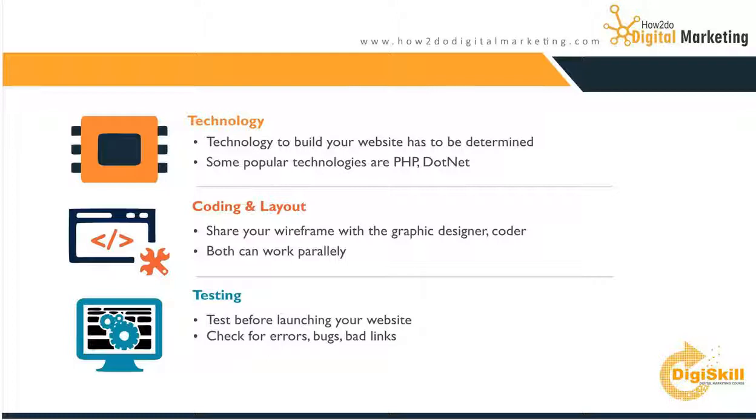the website should be built in. Today there are a lot of available technologies. In fact, there are so many technologies that it is quite confusing. The two most popular technologies which are used to build websites are PHP and .NET. Both are equally good. My favorite is obviously PHP because it's open source, and open source platforms are great. So you need to decide on which technology to use. And you also need to work on the coding and the layout, which can be done in parallel with the graphic designer and the programmer.